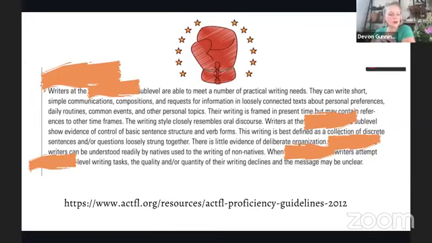Writers at the blankety blank sublevel show evidence of control of basic sentence structure and verb forms. Pretty much all of them. This writing is best defined as a collection of discrete sentences, as in they all kind of function individually, and questions loosely strung together. Love that. There's little evidence of deliberate organization. Blankety blank writers can be understood readily by natives used to the writing of non-native speakers. Sympathetic. When blankety blank writers attempt writing tasks at the level above them, the quality declines and the message may be unclear.